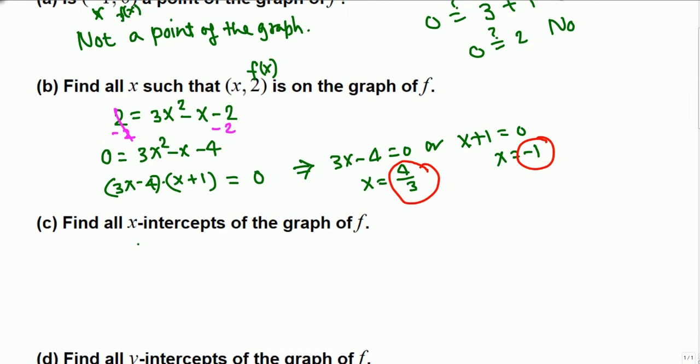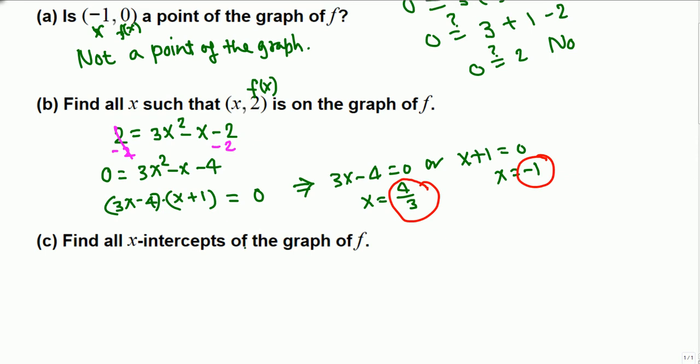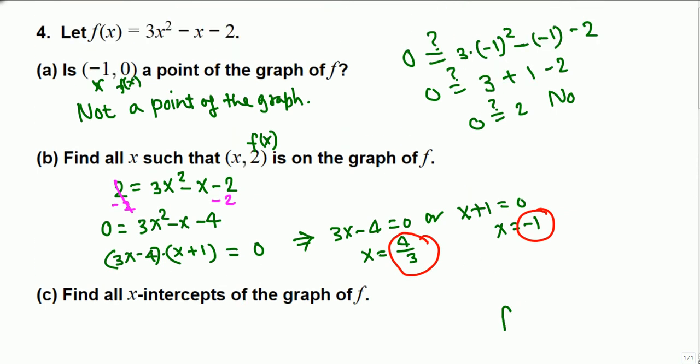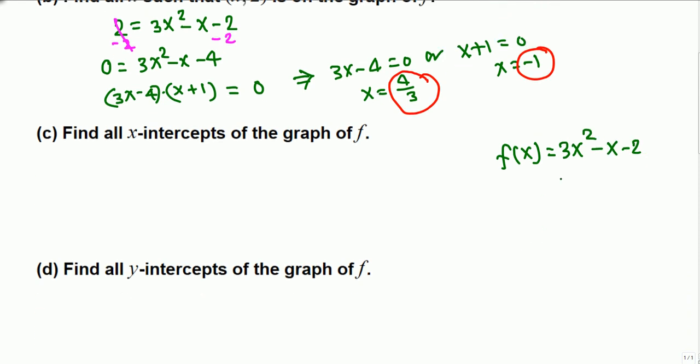Okay, let's move to the next question. In part C, find all x-intercepts of the graph of f. Okay, let me write the graph of f here. f(x) is given as 3x squared minus x minus 2. Okay, this is the function. It asks to find all x-intercepts. So all we have to do is plug in y equals 0. y means the corresponding f(x). So just plug in f(x) equals 0 and solve for x, because we are trying to find the x-intercept.